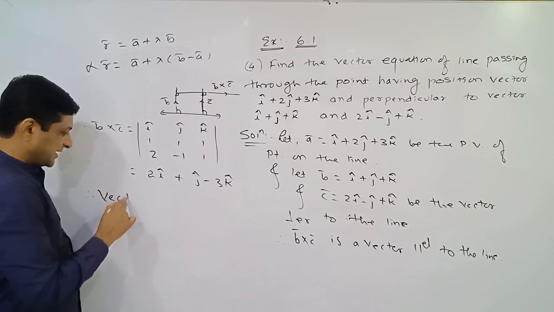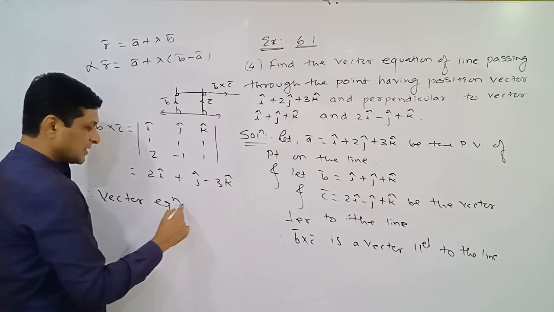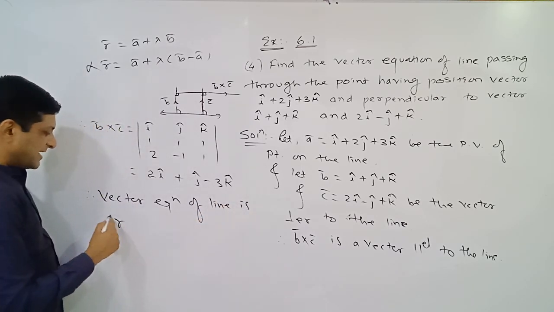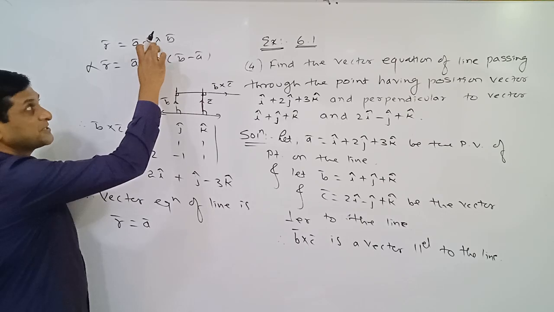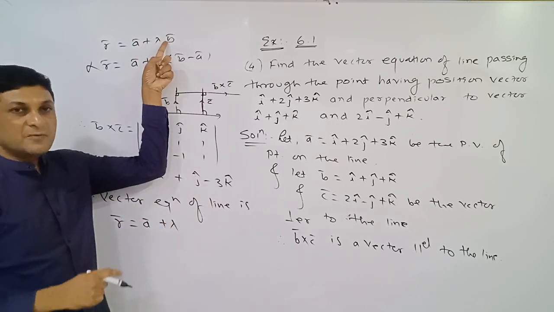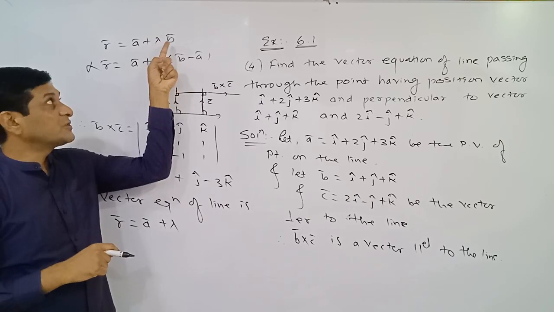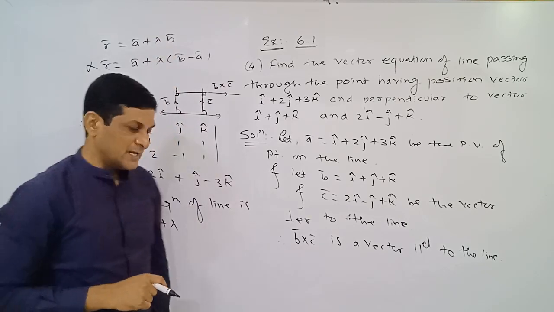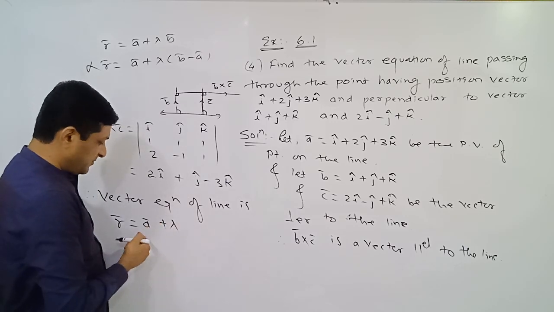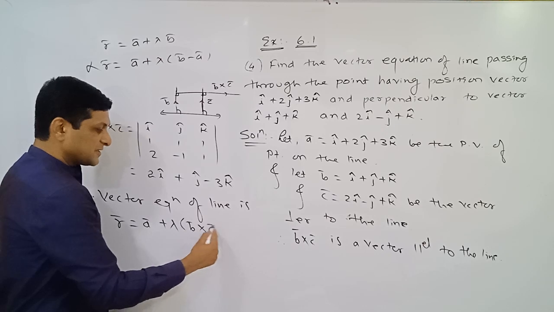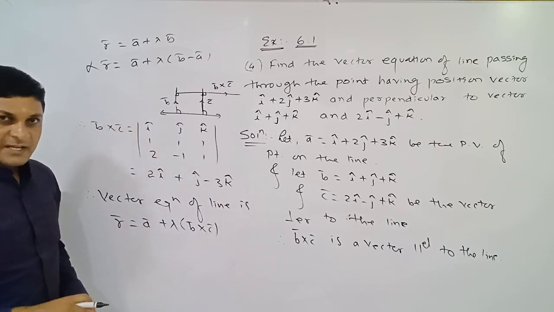So therefore, the vector equation of a line, what is the formula? R bar is equal to a bar plus lambda b bar. What is b bar here? Vector parallel to the line. But instead of b bar, here the vector parallel to the line is b bar cross c bar. So that's why this formula will become r bar is equal to a bar plus lambda b bar cross c bar. Hope all of you are getting it.